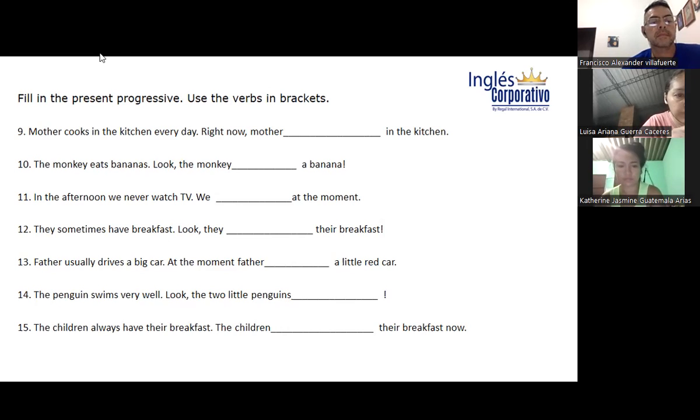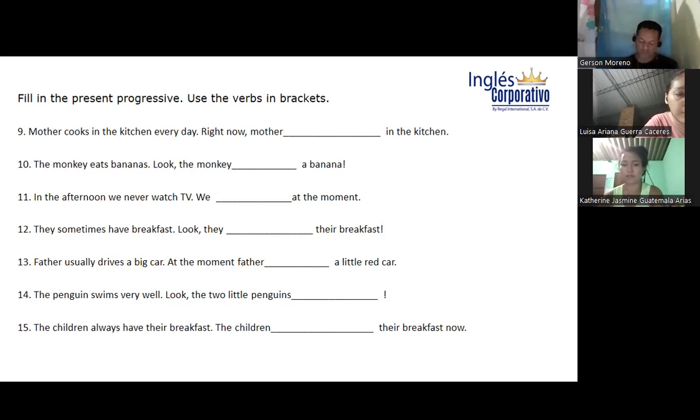They sometimes have breakfast. Look, they are having their breakfast. They are having breakfast. Yes, that's the way. Look at the example.